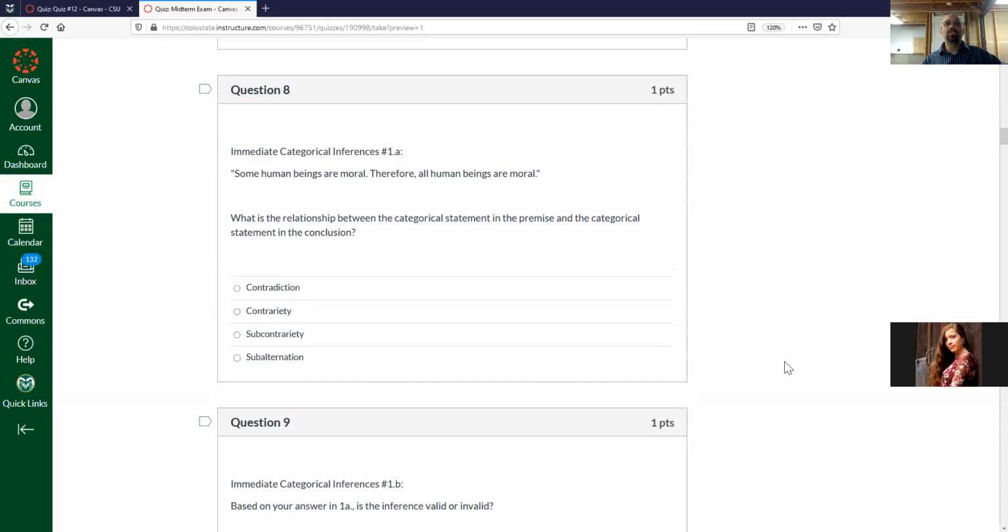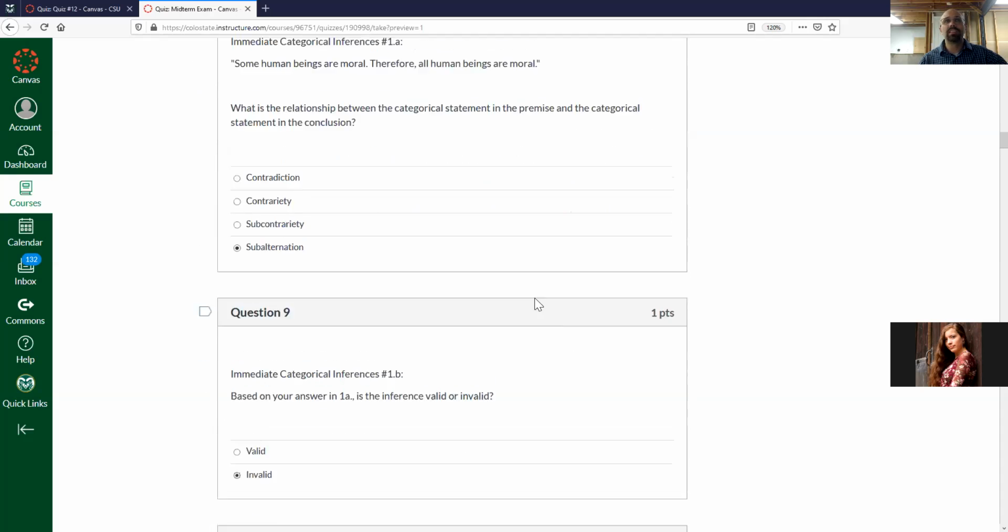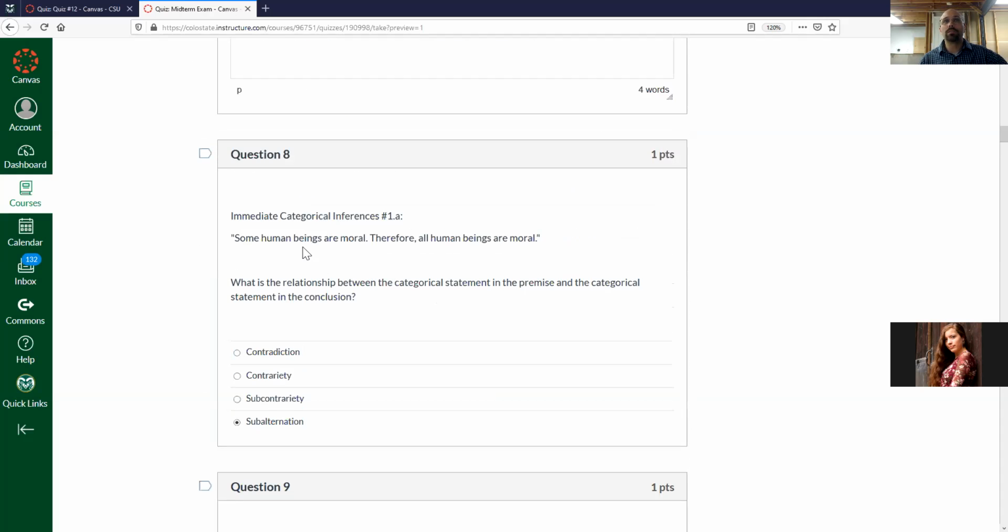All right. Get to our immediate categorical inferences. I'll go through these fast because there's not much point in going over them in much detail. So some human beings are mortal. All human beings are mortal. What's that relationship? Some, all, that's a relationship of subalternation, right? But it's not a valid one. It's invalid. You can go from the universal to the particular, but you can't go from the particular to the universal with subalternation.